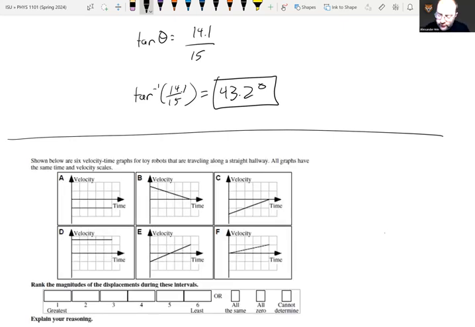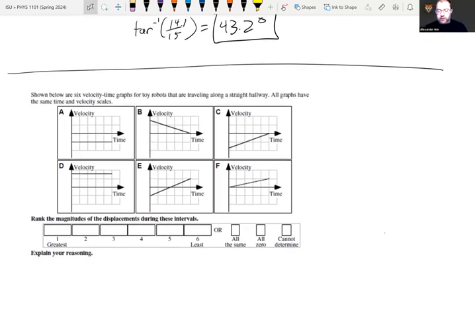All right. What we have here, shown below, are 6 velocity-time graphs for toy robots that are traveling along a straight hallway. All graphs have the same time and velocity scales. That's important. We couldn't do this one if they didn't. We're not given the time and velocity scales, but we are told that they're all the same, so they're all commensurate. We can compare them.